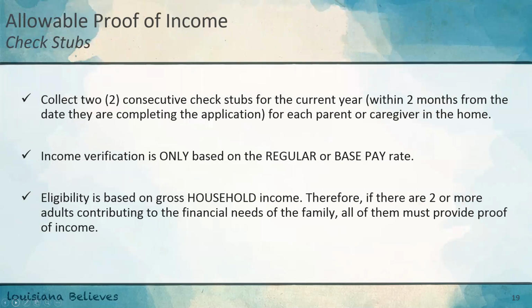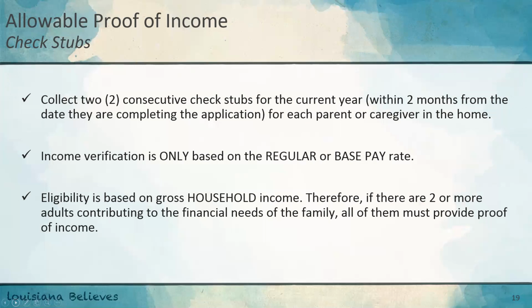So now we're going to talk a little bit about check stubs. A couple of things to note about collecting check stubs. You must collect 2 most recent consecutive check stubs for each parent or caregiver in the home for the current year. Their pay dates should fall within 2 months from the date they are completing the application. Income verification is only based on regular or base pay. We do not include overtime, tips, extra pay for night shifts, housing allowances, etc. This is why you will see the hourly rate is the most consistent method of calculating income.